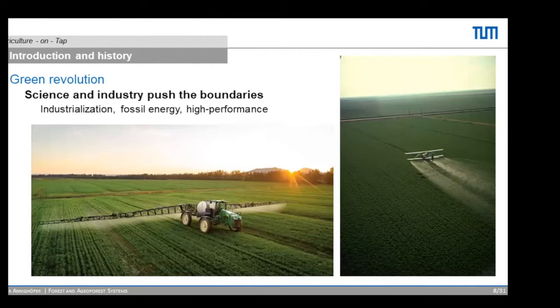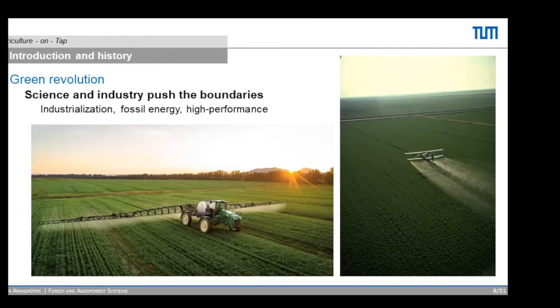And the Green Revolution more or less pushed the boundaries of science and of industry, and with that also by translating these technologies into agriculture, pushed the boundaries of agriculture and revolutionized the way agricultural systems were used until then. So the heavy use of fossil energy, the use of highly bred species on the fields, the intensification, industrialization has totally changed the way agriculture is being practiced until today.